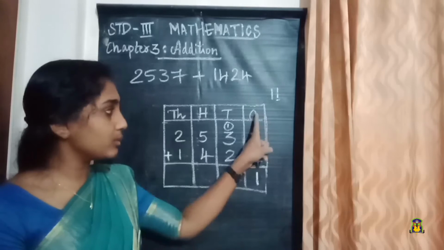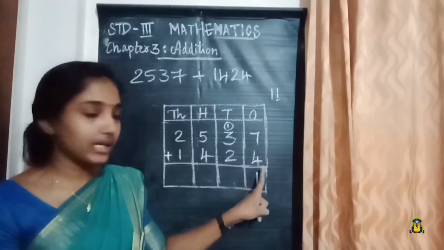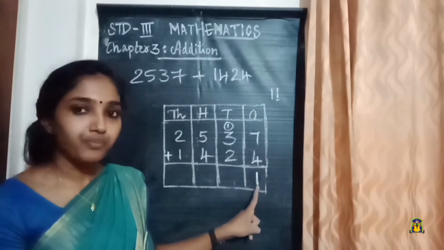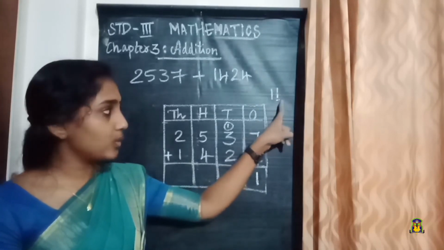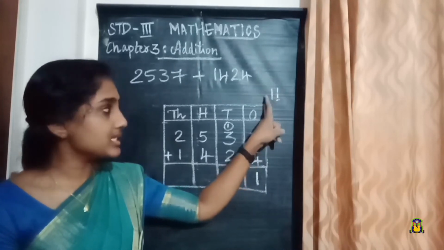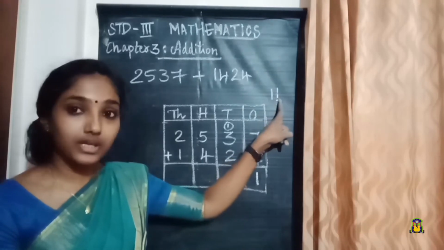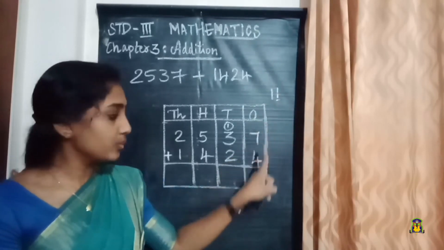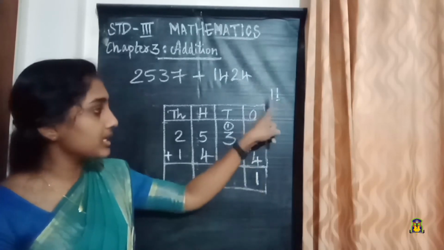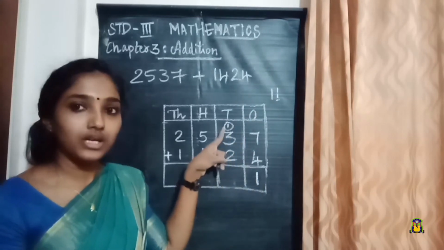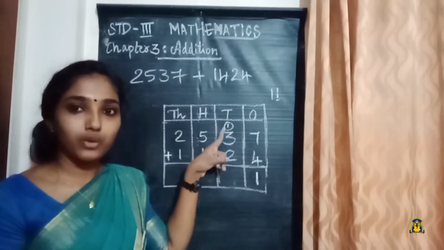Okay. So when we do the addition in ones place, we get 11, and in 11 there is 1 ten and 1 one. In tens place it's 1, and in ones place it's 1. So we write the 1 which is in ones place here, and the 1 in tens place is carried to the tens place. Okay.